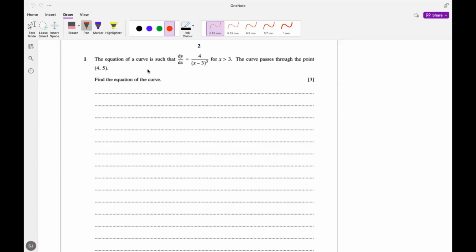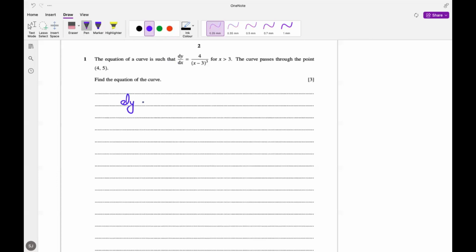In question 1, we have the equation of a curve such that dy/dx is 4 upon (x minus 3) whole cube for x greater than 3. The curve passes through the point (4, 5). We have to find the equation of the curve. Now, to find the equation of the curve, we'll integrate the expression for dy/dx.